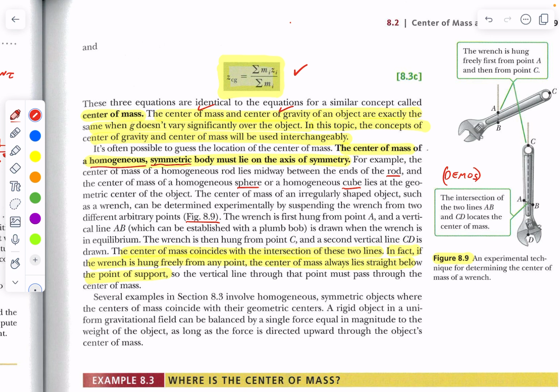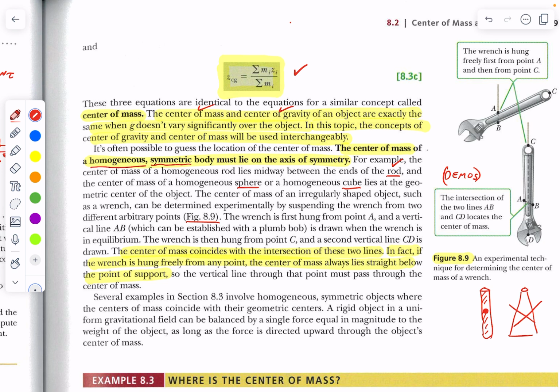And we could, for example, find the center of mass of a rod. If the rod is homogeneous, the same material throughout, and if it is symmetrical, in other words, it's not shaped like this, then we can assume that the center of mass is going to be at the geometrical center.